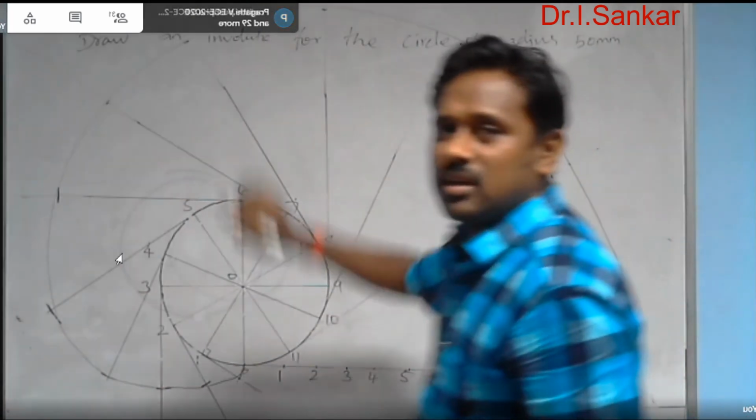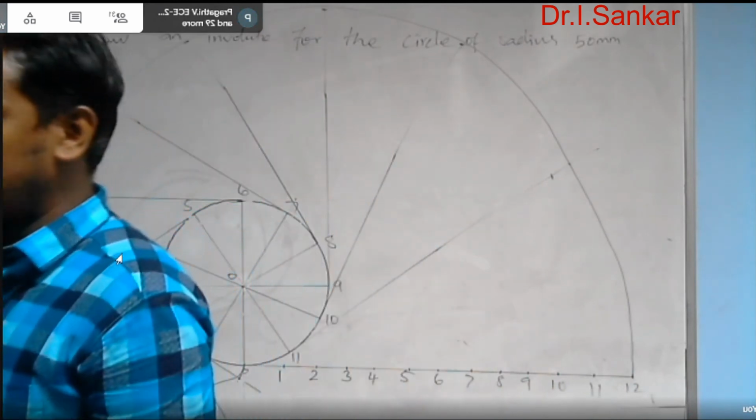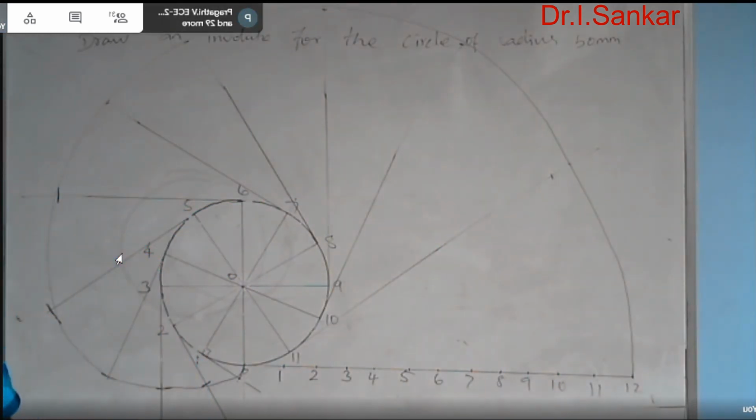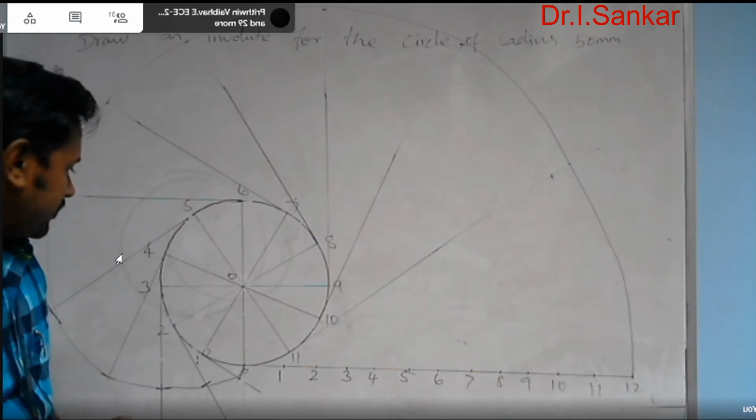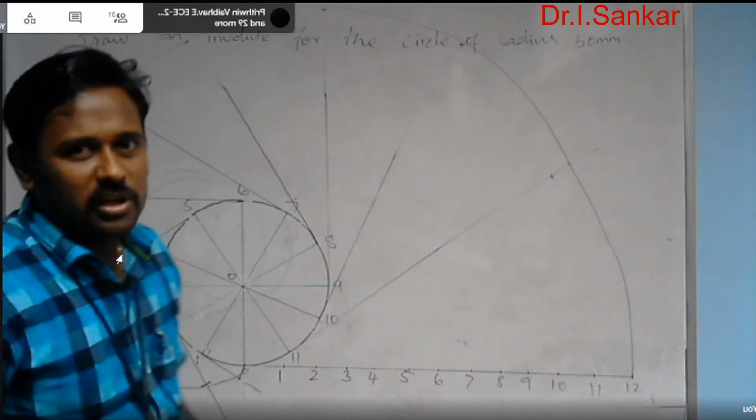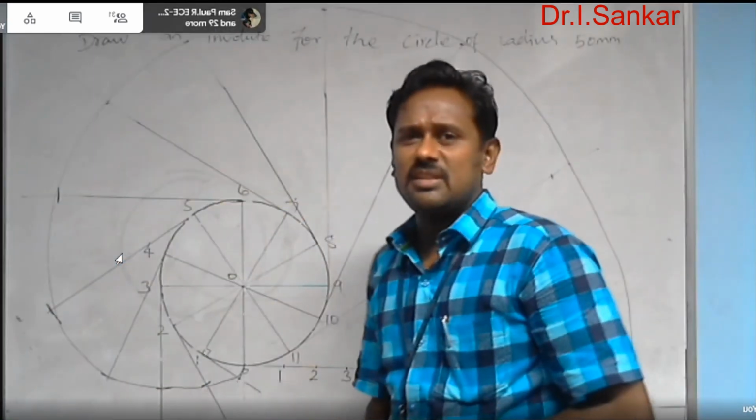This is nothing but the required involute curve for the given circle. So in this way you can draw the involute. See what I actually did from the beginning. I will summarize the things what I did.